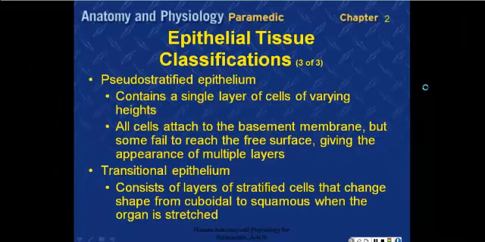Actually, when you look at pseudostratified epithelium under a microscope, at first glance it appears to be stratified, but you'll note if you look closely that it's only one layer. It's just that the cells have different heights. All the cells are attached to the basement membrane, but some fail to reach the free surface, giving the appearance of multiple layers. There's also transitional epithelium, which consists of layers of stratified cells that change shape from cuboidal to squamous when the organ is stretched.